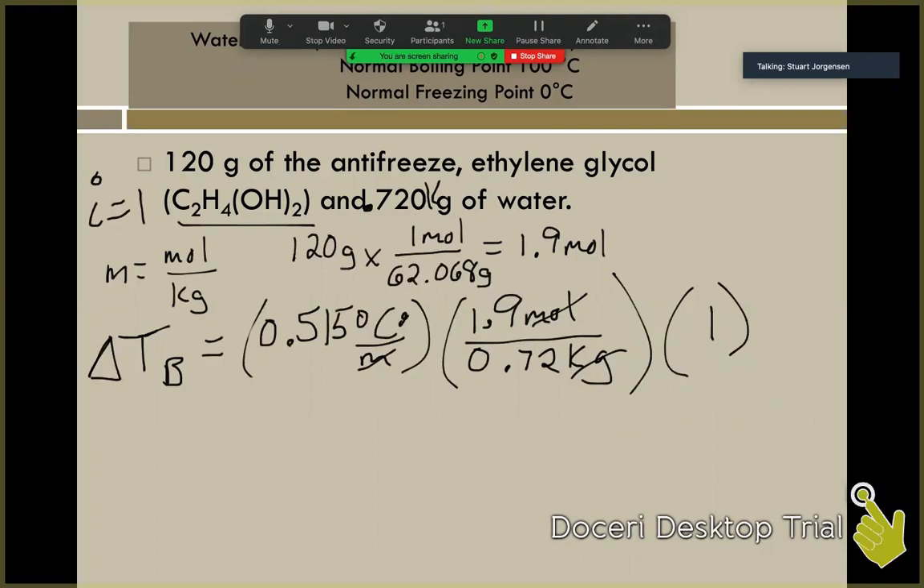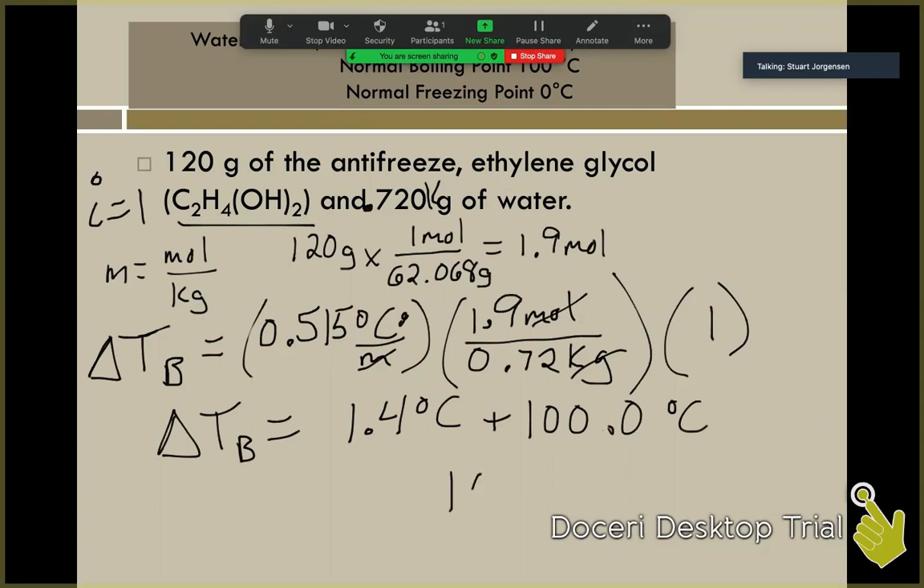And so now we would plug in our values again to solve for our delta boiling temperature. When we multiply here, we end up with a 1.4 value. But again, this is the change in the boiling temperature. Okay, well, normally water would boil at 100. If we've added more particles, we're going to have to get it hotter to get it to boil. So we're going to add this value to our original temperature to figure out our new boiling temperature of 101.4 degrees Celsius.